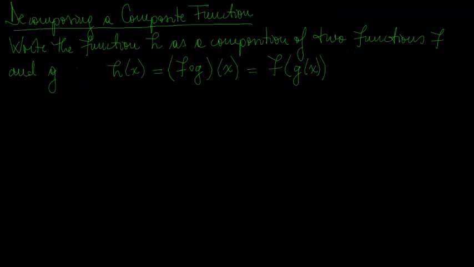Finally, an important idea in calculus is being able to decompose a composite function. So we're going to start off with a function h that is rather complicated in its rule, and we're going to try to see which two functions got composed to form h. So we're always going to use the notation f and g, and we're going to want to write h of x as the composition of f and g in this order. Namely, we want to have f of g of x.